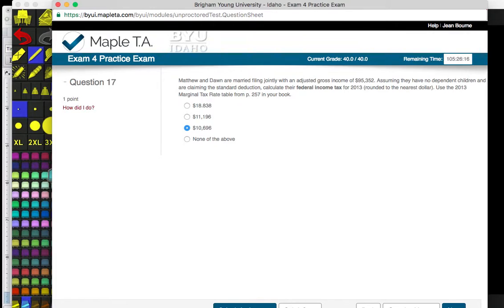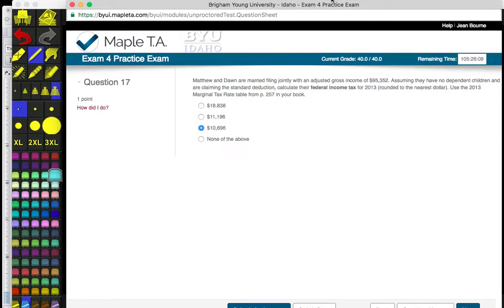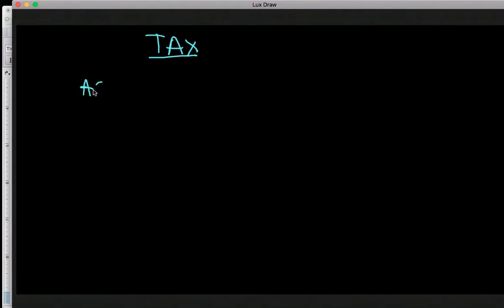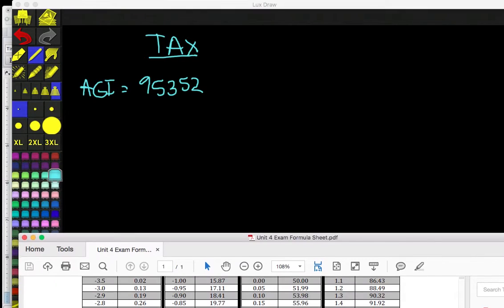Okay, and again, that chart is on the table, on the formula sheet. So that's awesome. All right, let me move that out of the way. So there it says what they gave us was their adjusted gross income. So AGI is 95,352. Okay, so make sure when you get that, you can see, here's my list, here it is.